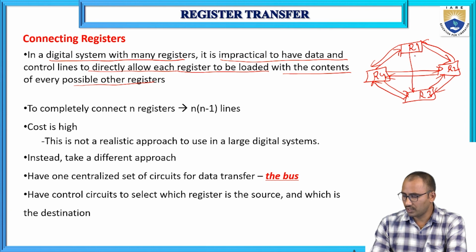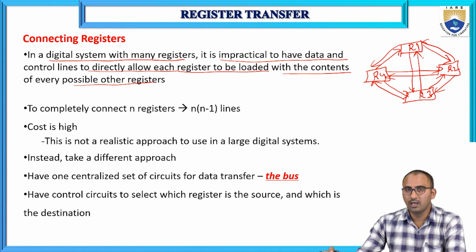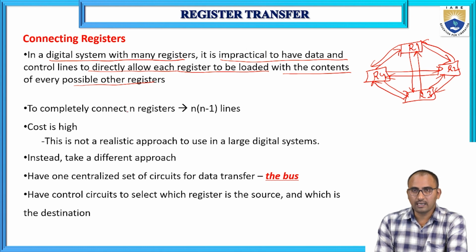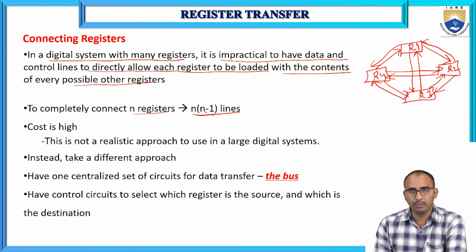So this is a way of connecting every register with another register. As the number of registers increases, the number of connecting wires required increases. That means the complexity will increase. To completely connect n registers with other registers, we require n into n minus 1 lines. N into n minus 1 connecting lines are required.